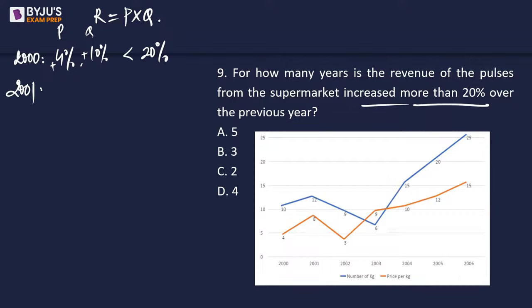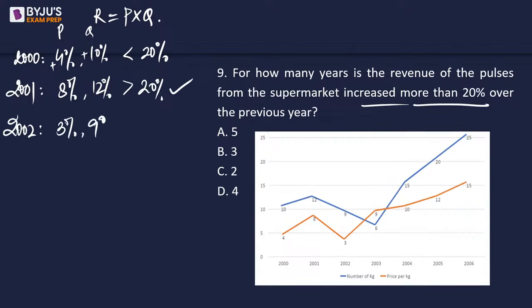Similarly, in the year 2001, it's going to be 8%. See, these all are positive, right? Nothing is below 0. So 8 and 12 का successive तो केवल sum ही 20 हो जाएगा. So the successive will be definitely greater than 20. So 1 year is what we saw. If you look at the year 2002, we have to do the successive of 3% and 9%. It is going to be less than 20%.